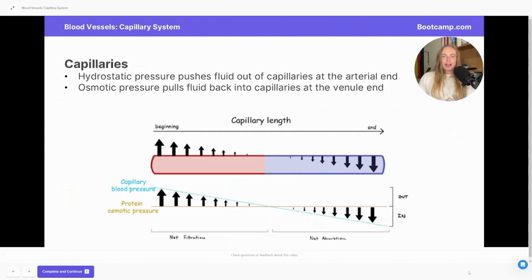This may seem a little bit complicated at first, but we can summarize it by saying that on the arterial side of a capillary, there's going to be a net movement of fluid out of a capillary due to our hydrostatic capillary pressure. And on the venous side, we see the osmotic pressure is going to pull fluid back into the capillary.